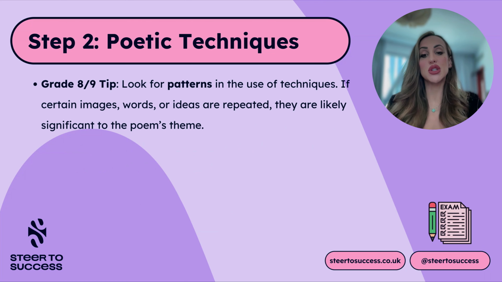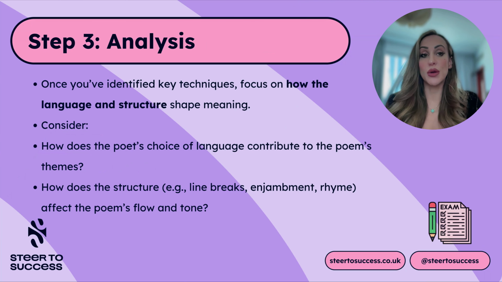If certain images, words, or ideas are repeated, such as creating a semantic field or an extended metaphor, they are likely significant to the poem's theme. And then we're going to think about the analysis. So once you've identified the key techniques, focus on how the language and structure shape the meaning. We're not just feature spotting.